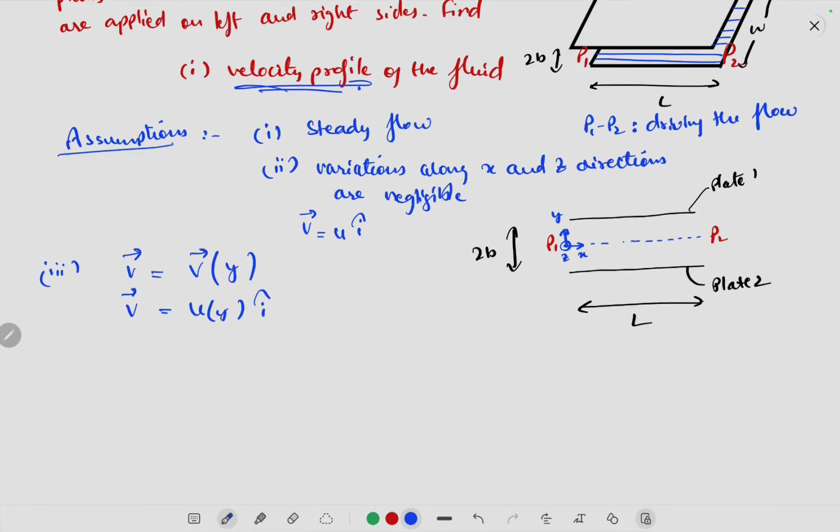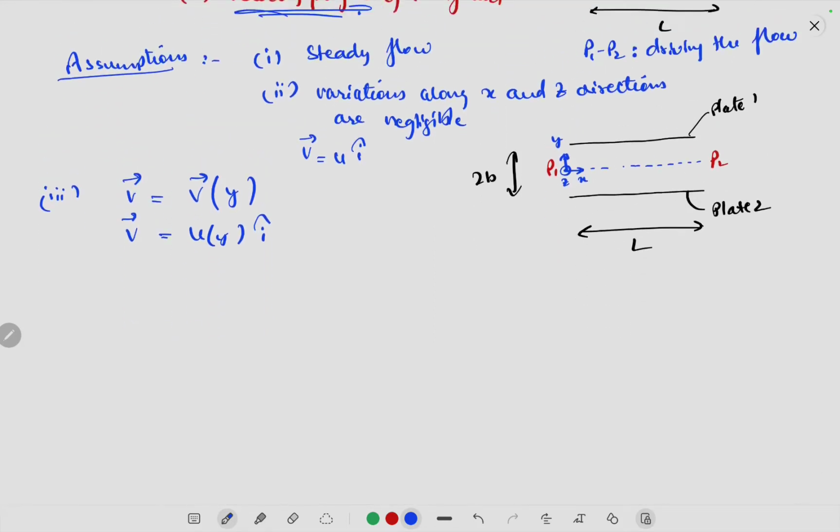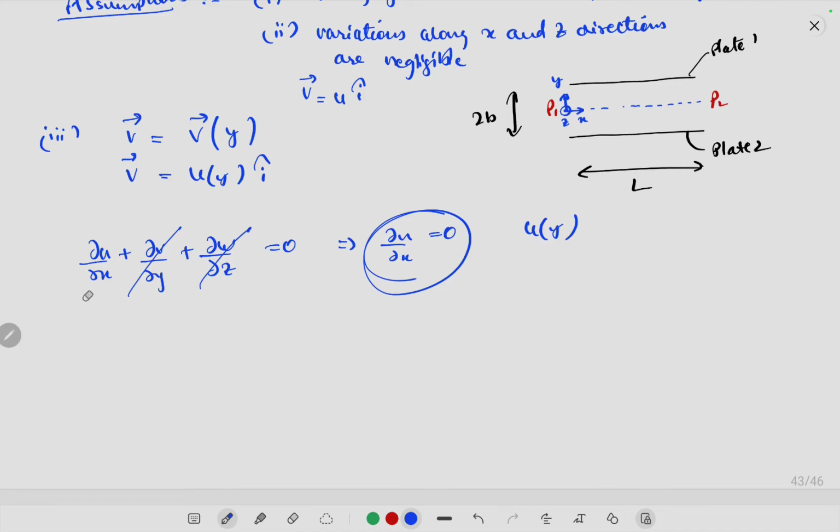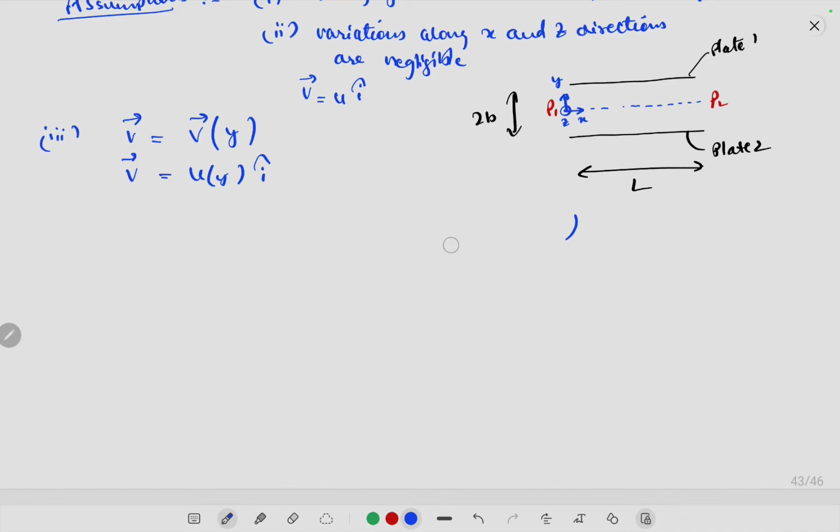Now with these assumptions in mind, let's write the continuity equation first. We have divergence of v equal to 0, which gives del u over del x plus del v over del y plus del w over del z equal to 0, and since v and w are 0, I'll get del u by del x equal to 0. But since we have already considered u to be a function of y, I already know this beforehand. So the continuity equation does not give me anything.